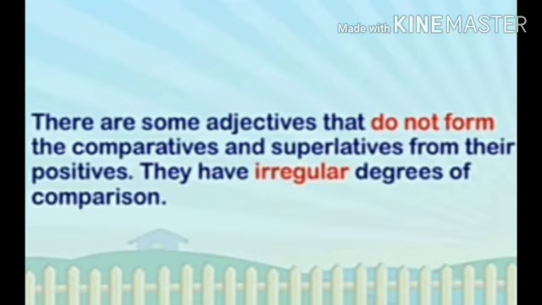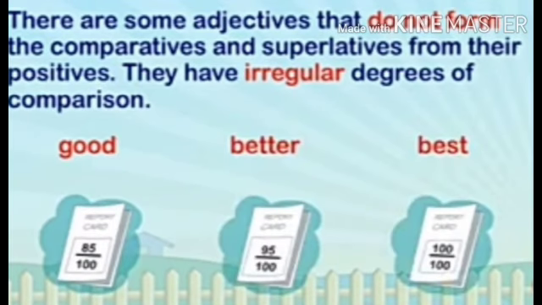There are some adjectives, children, that do not form the comparative and superlative form from their positives. They have irregular degrees of comparison. For example, good, better, best. It will not be good, gooder, goodest. It will be good, better, best.